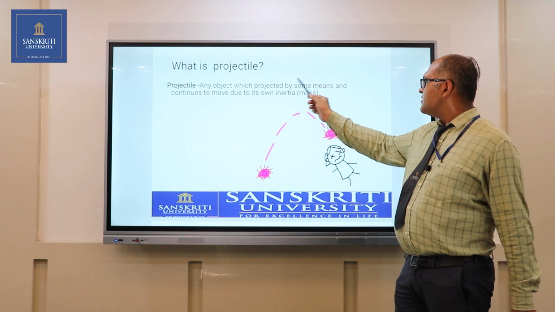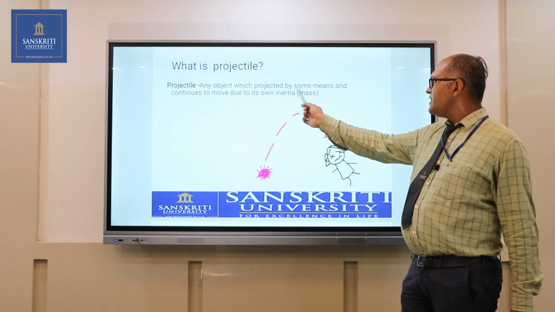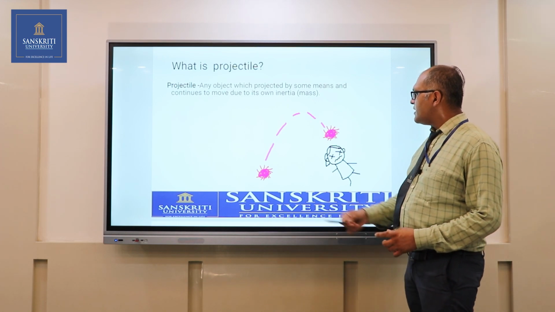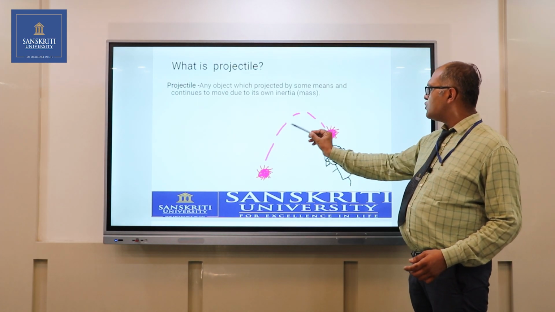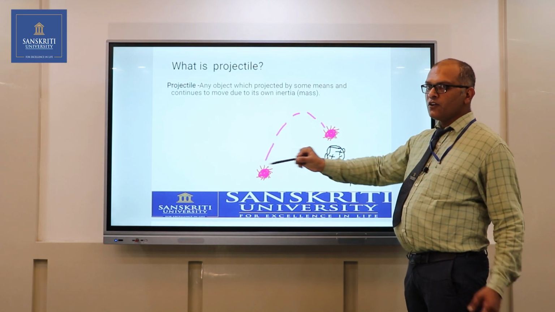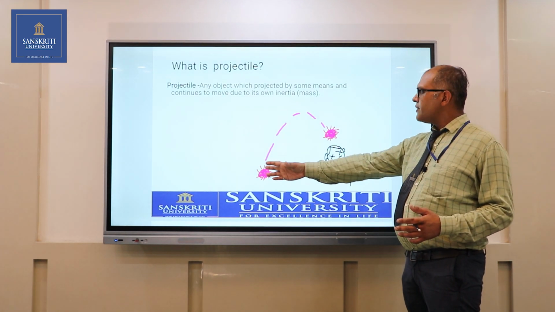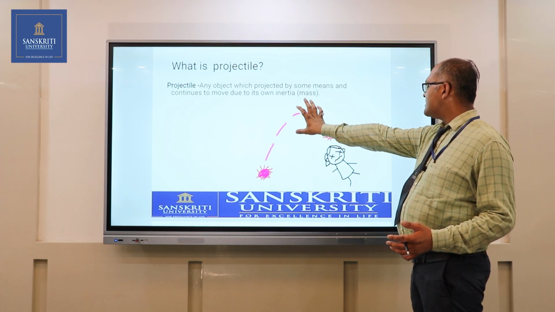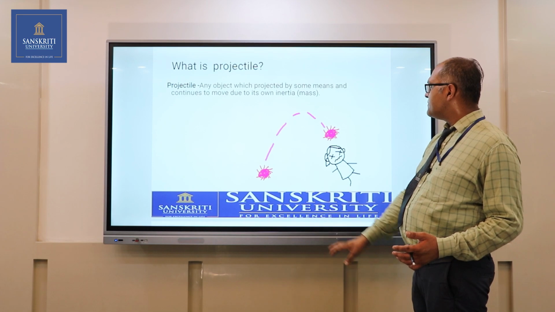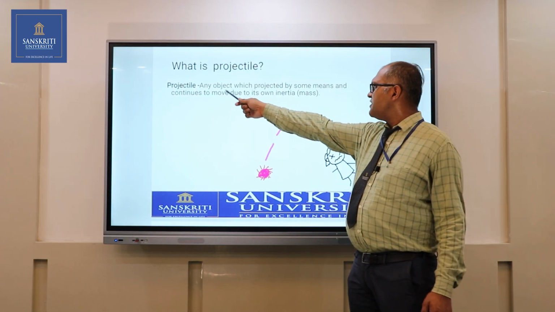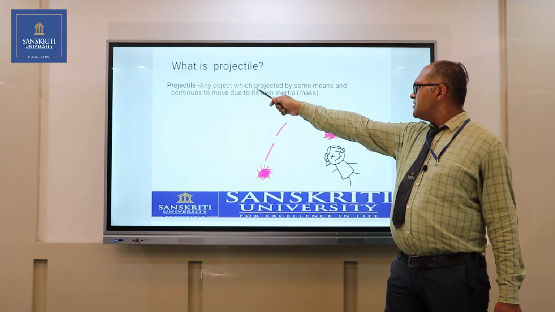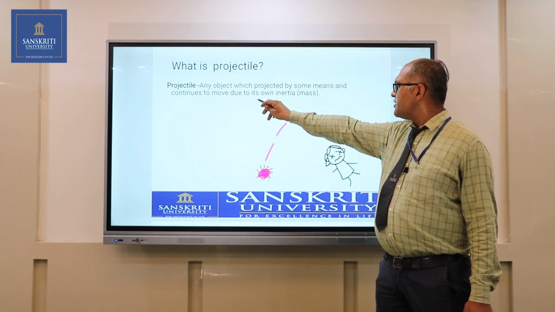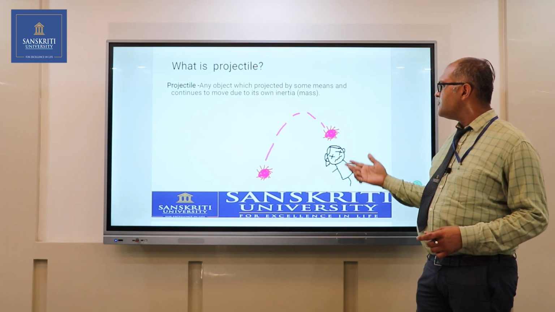It is any object which is projected by some means and continues to move due to its own inertia. You see this object which is thrown, and it continues to move because of its own velocity, whatever momentum it has, and then it is also acted upon by gravity. So this is the definition. Any object, you can note this down, and this is important for any kind of evaluation also.